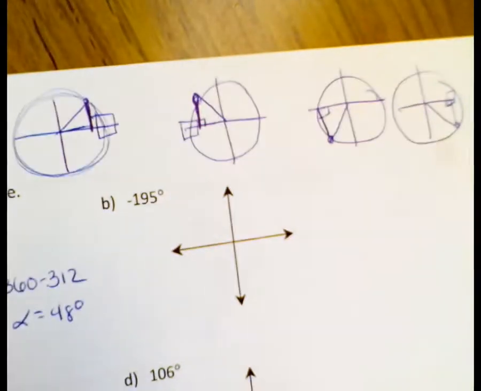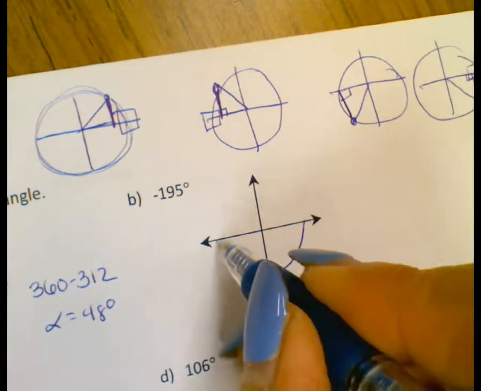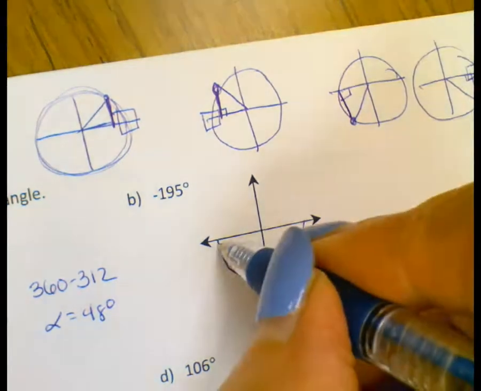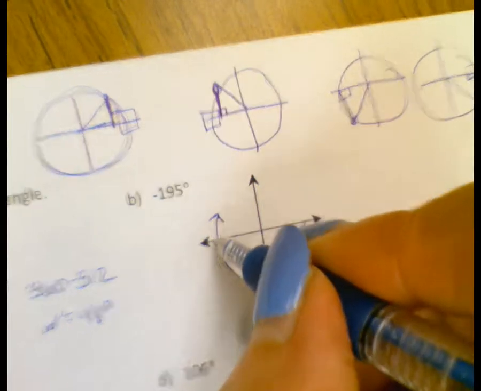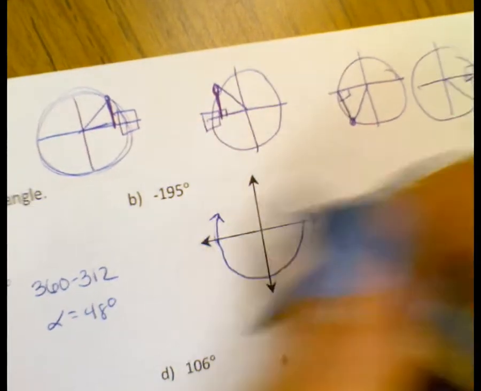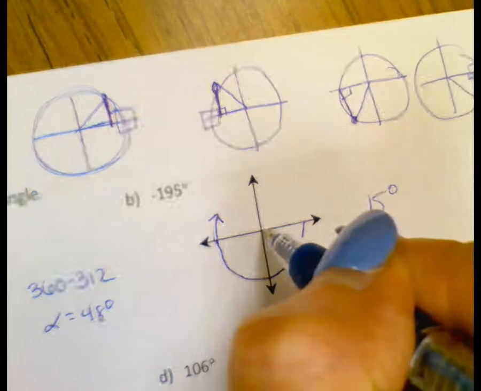All right, negative 195. This is negative 180. Negative 195 is about right there. How many degrees did we just pass 180? Hopefully you said 15, because that is your answer. Your reference angle is 15. It's how many degrees past the x-axis you just went.